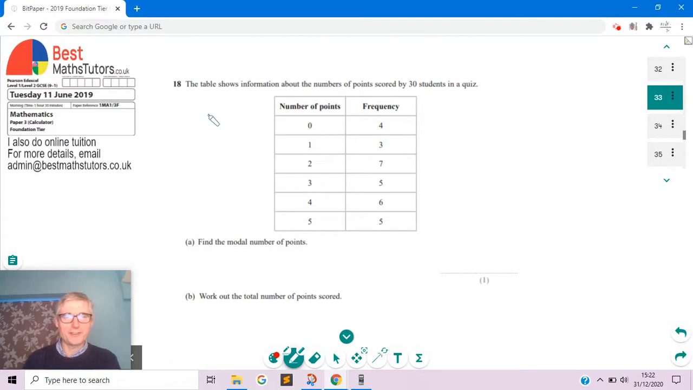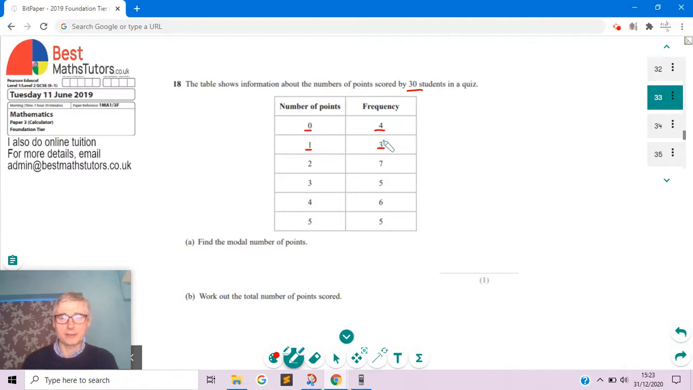Moving on now to question 18. What we've got is a frequency table telling us information about the number of points scored by 30 students in a quiz. The number of times no points was scored was 4, so 4 students didn't score any points. That's the first piece of information. Then we can see that 3 students scored 1 point, 7 scored 2, 5 students scored 3 points, 6 students scored 4 points, and 5 students scored 5 points.